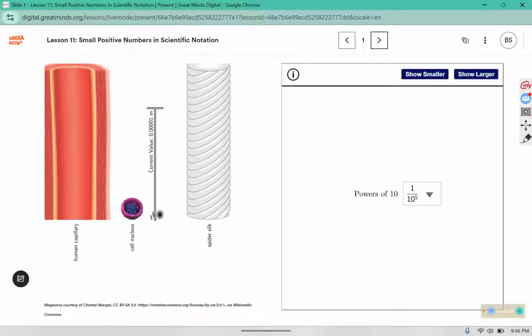Here we see this display of powers of 10 again. Keep in mind this expression as it's written isn't considered a power of 10, but the piece at the bottom in the denominator is. We could rewrite this as 10 to the negative fifth, which would then be written as a power of 10.